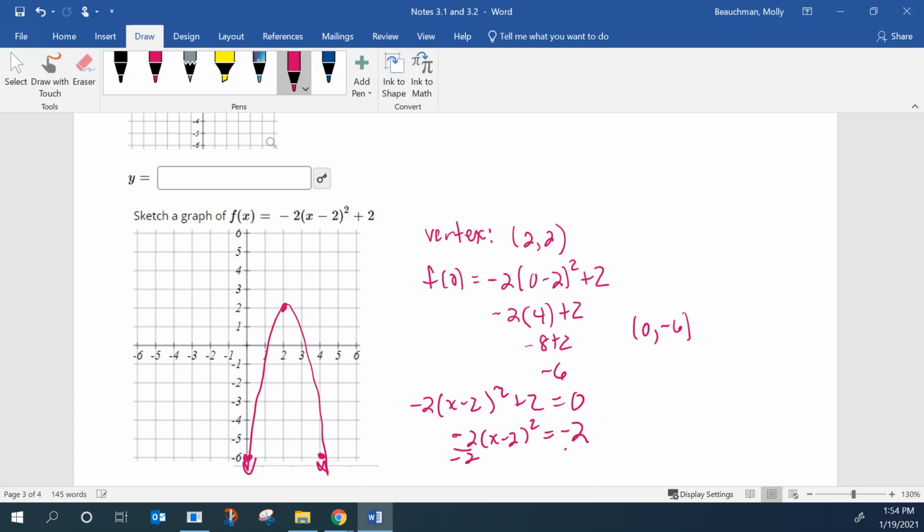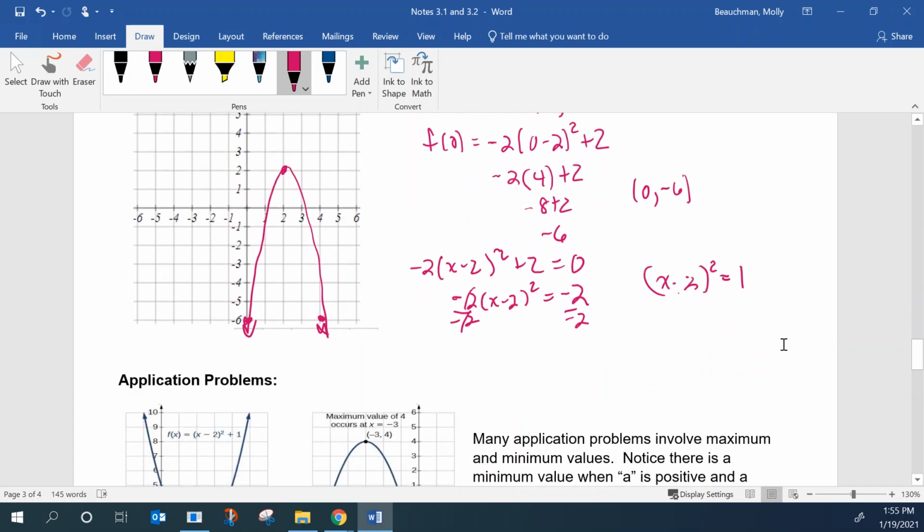Divide both sides by negative 2. I get x minus 2 squared is equal to 1. Then square root each side. When you square root each side, you end up with a plus or minus. So I get x minus 2 is equal to plus or minus 1 when I square root both sides. That means you would get x minus 2 is equal to 1. x minus 2 is equal to negative 1. So your x-intercepts are at 3 and 1. So there's 3 and there's 1. So you could also find your x-intercepts.